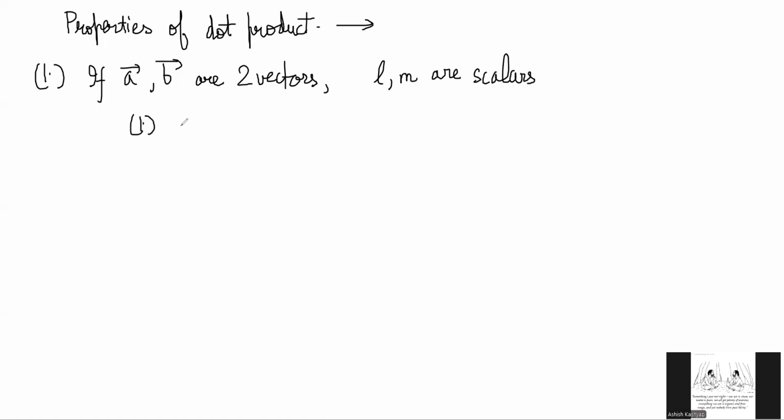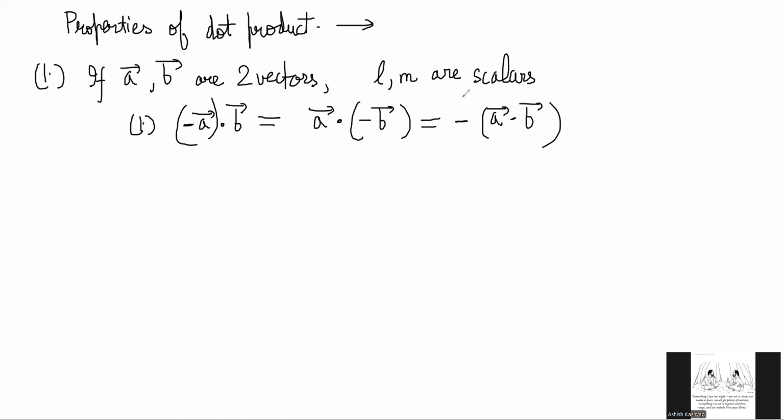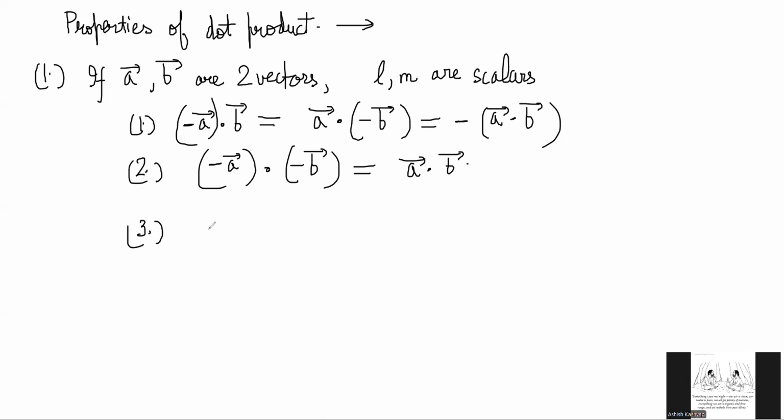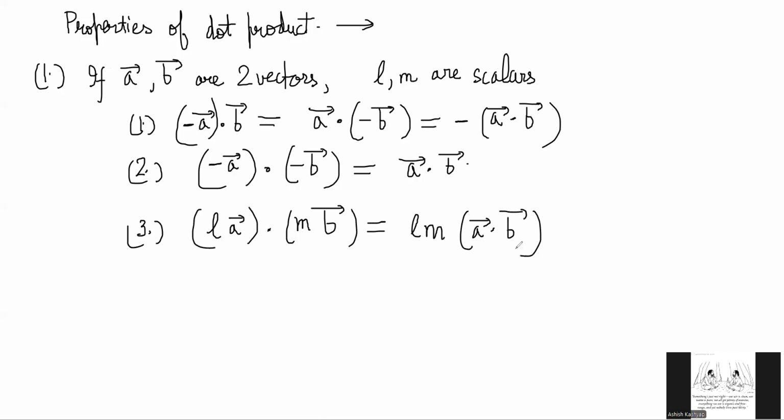then we can say, first of all, minus A dot B vector is the same thing as A dot minus B vector is the same thing as negative of A dot B. So the minus sign can be taken anywhere. That doesn't matter. The second property is minus A dot with minus B is the same thing as A dot B. The minus minus become plus 1, right? The third property is L times A dot product with M times B is going to be LM A dot B, right? So that is another property that you should know.